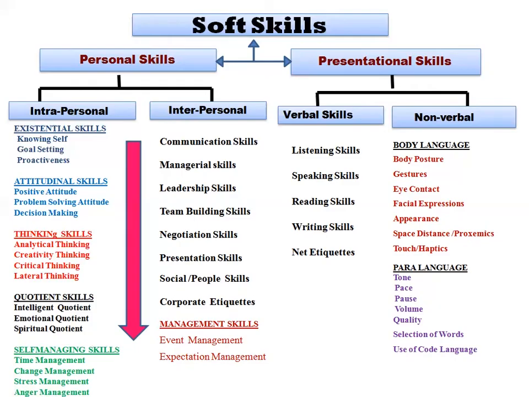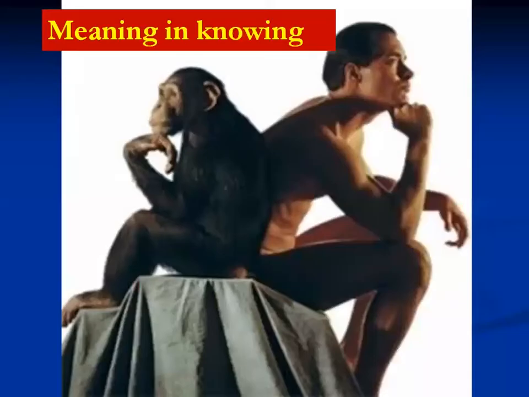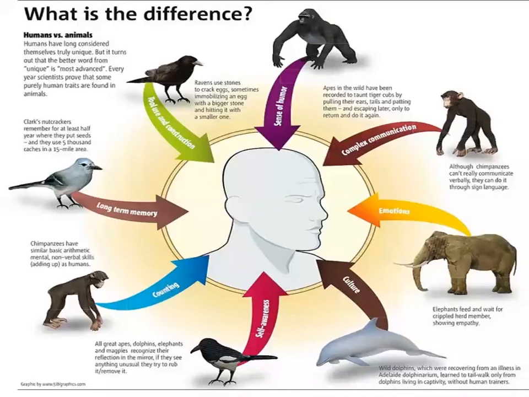Now let us see, before knowing each skill separately, let us try to understand what exactly intrapersonal skill is and how it is connected with personality or personality development. So among all these soft skills, intrapersonal skills are directly connected to personality development because they are the foundation, the base for personality development. Now, what is the meaning in knowing self? What is the meaning in having intrapersonal skills and all these skills? See, knowing the self and possessing all the attitudinal skills, thinking skills, quotient skills, and self-management skills, they are part and parcel of individuality and personality development.